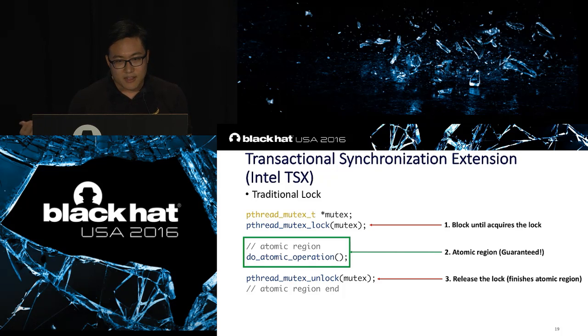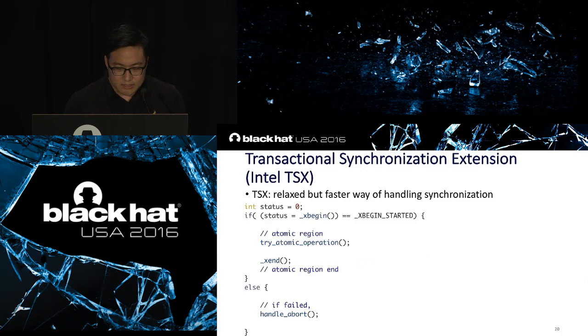The good thing about this lock is that its atomic region is guaranteed to be executed. However, the drawback of this approach is that it is slow, because a thread needs to be blocked and wait for the other thread to release the lock, and it creates problems like deadlock if the programmer does not use lock and unlock carefully and correctly. So TSX is introduced to resolve such drawbacks of traditional locks. Its usage is very similar, but it's also quite different.